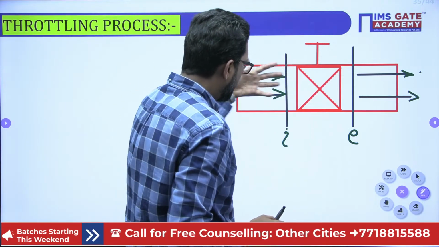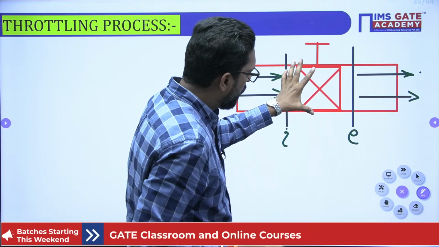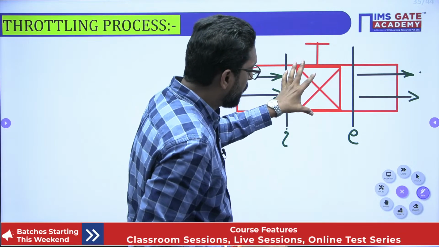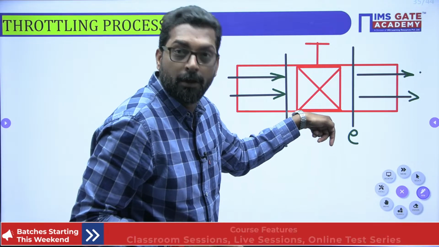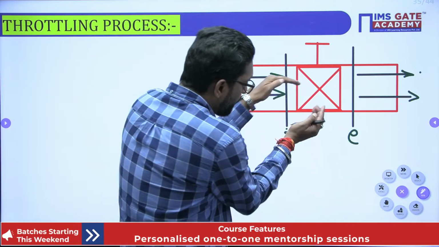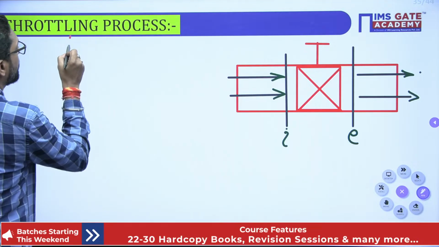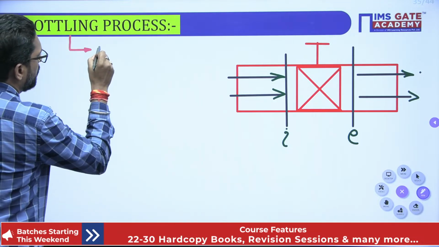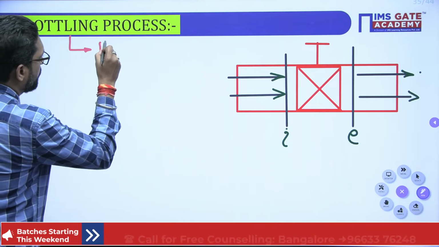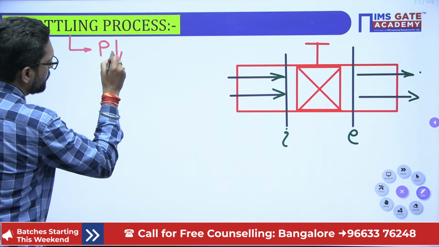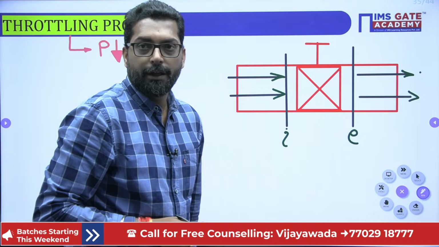So if we reduce the area of the passage, the velocity will increase, and once the velocity increases, the pressure will reduce. Okay. So if the pressure reduces, that means during throttling we reduce the pressure. This is very important. Pressure will decrease. Throttling is a process in which we reduce the pressure.